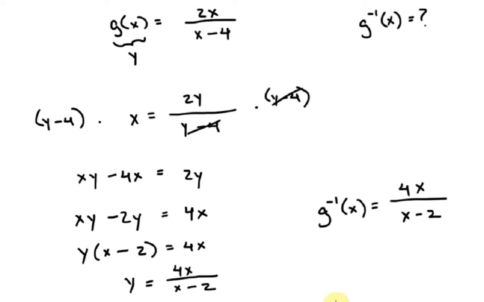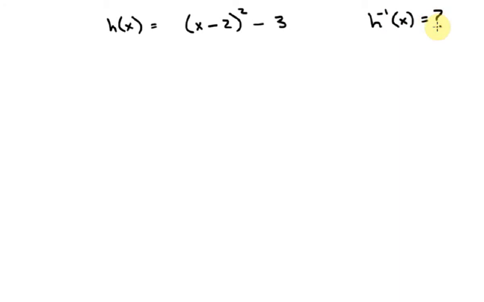All right, I think we have time for one more example. What if things got a little messy and you had, say, a quadratic function? Let's say you had some sort of function. Let's call this one h of x. Let's say you had some function like x minus 2 squared minus 3. And again, we're trying to find the inverse.